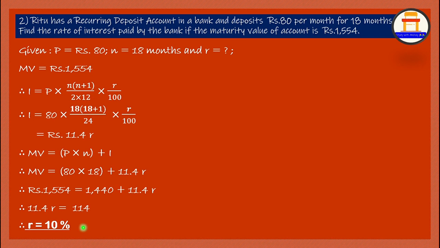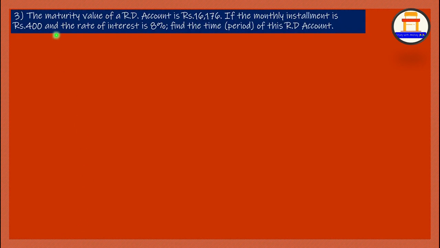Let's proceed with the next question. The maturity value of an RD account is 16,176 rupees. If the monthly installment is 400 rupees and the rate of interest is 8%, find the time period of this RD account.